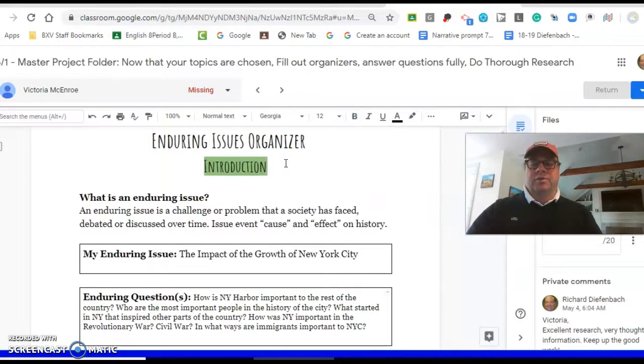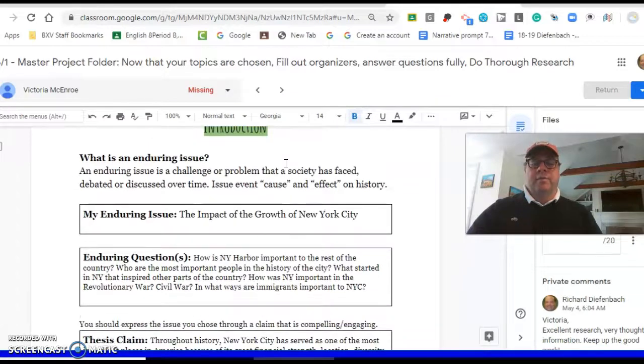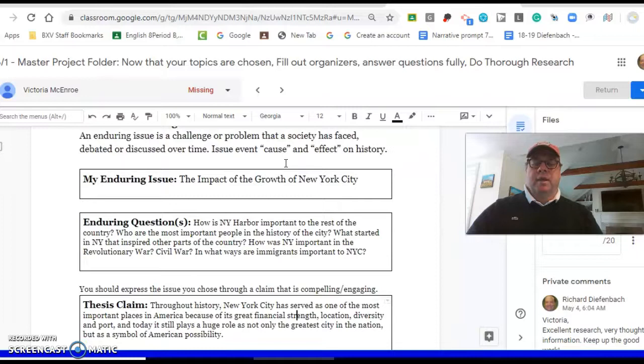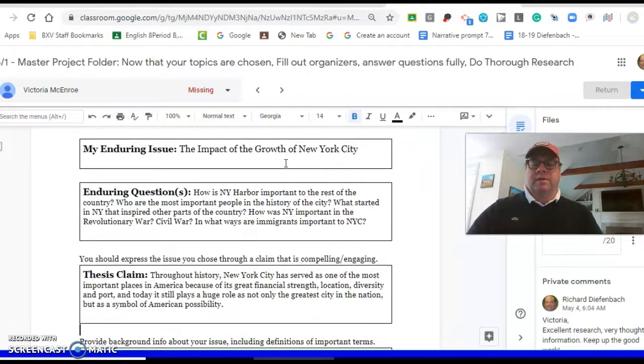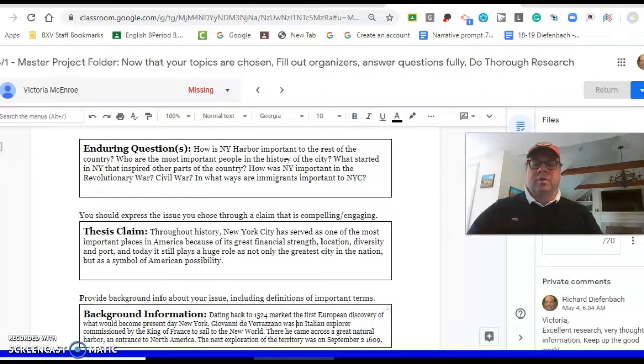And again, the enduring issue here is the impact and growth of New York City in history. She puts, in the thesis claim, throughout history, New York City has served as one of the most important places in America because of its great financial strength, location, diversity, and port, and today it still plays a huge role as not only the greatest city in the nation, but as a symbol of American possibility. So if you look at that, she has a very strong thesis claim.